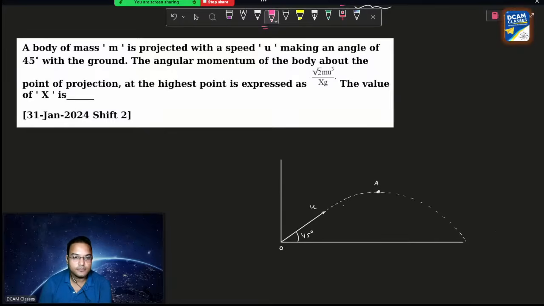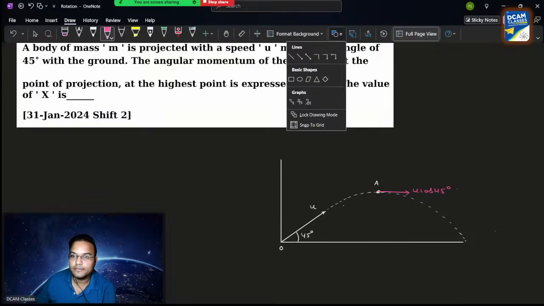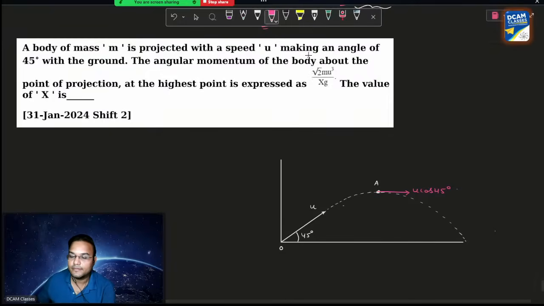Sir, is x equal to 2? Now x is equal to 8. How did you do it? Sir, at the topmost point, the velocity will be u cos theta. Correct. Then I learned that in Mains we extend the line backwards and find the perpendicular distance, so that will be the height, u square sine square theta by 2g. Correct. So I put that in the formula of I omega.